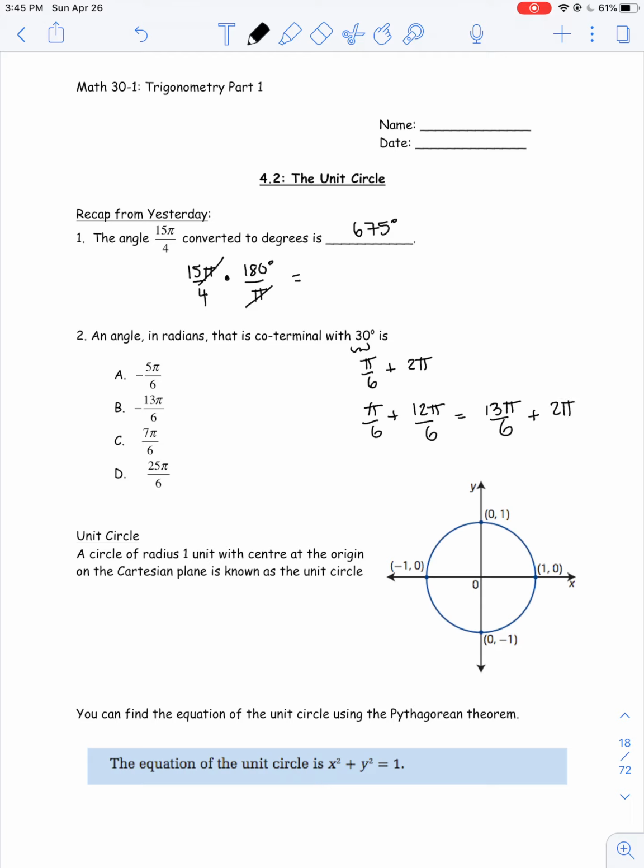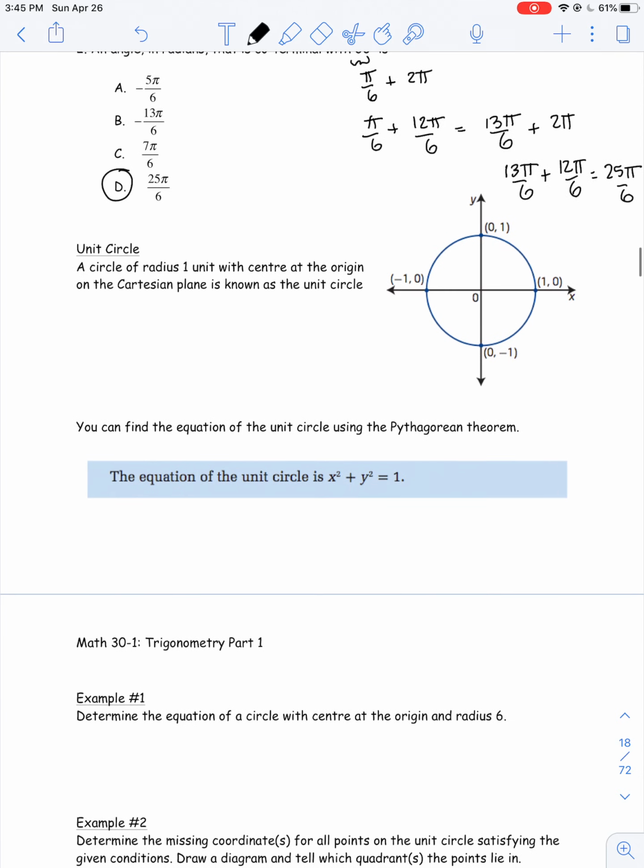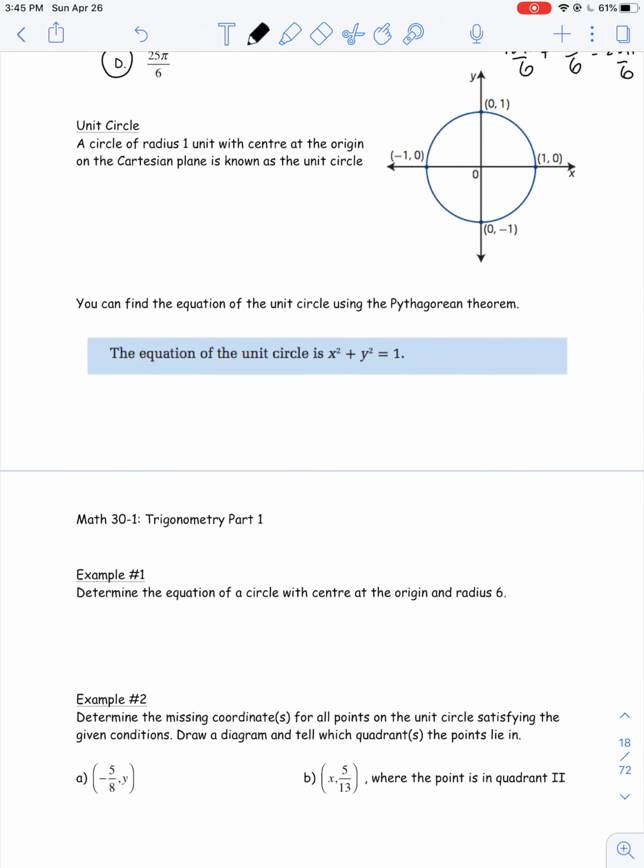As you can see, that answer is not there. So I'm going to add another 2 pi, which means adding 12 pi over 6 again. 13 plus 12, you just add the numbers in front of the pi's, you get 25 pi over 6, and that matches that angle right there. If you took pi over 6 and subtracted 2 pi, you would get negative 11 pi over 6 and then negative 23 pi over 6. That's why I started with the positive, and if it didn't work, I would have subtracted until I got the other answers. So D is your answer.